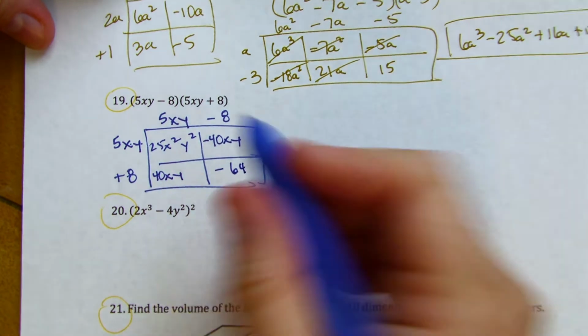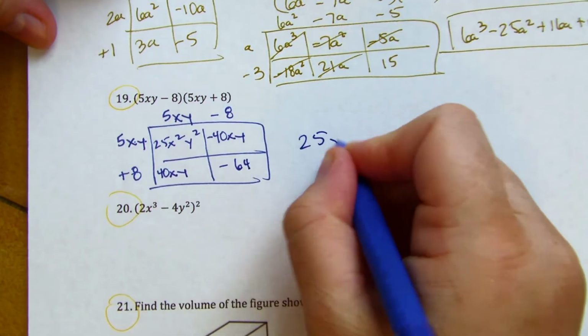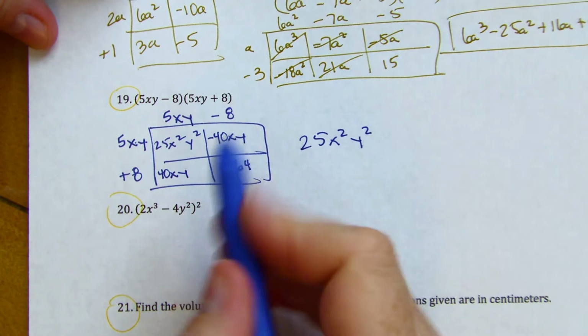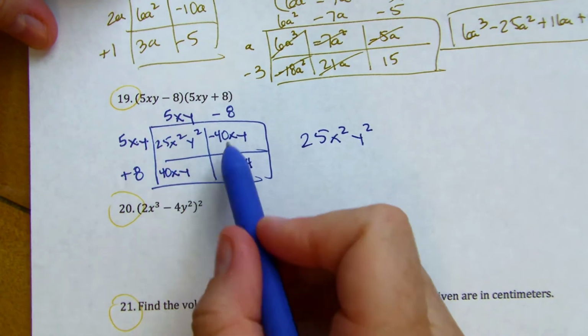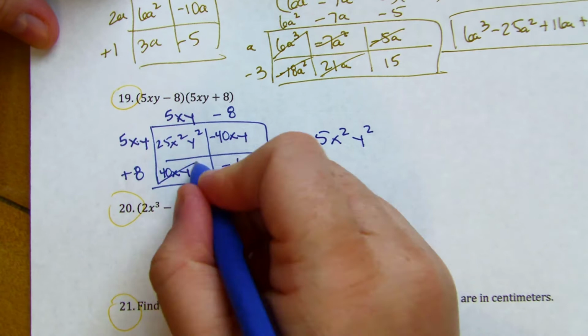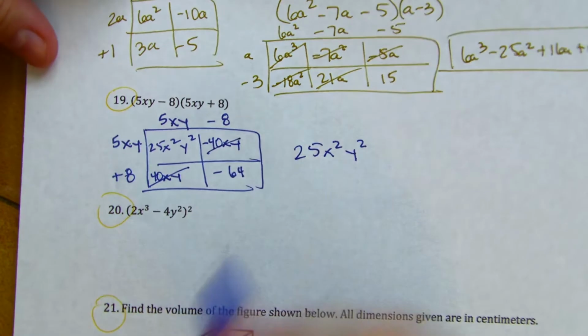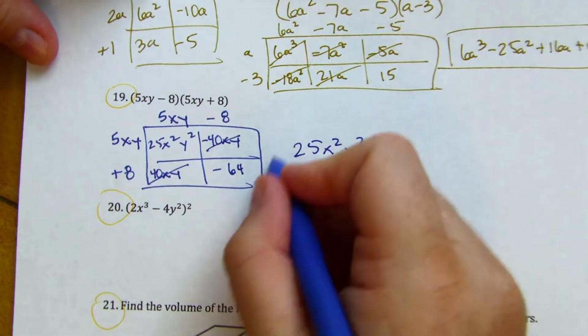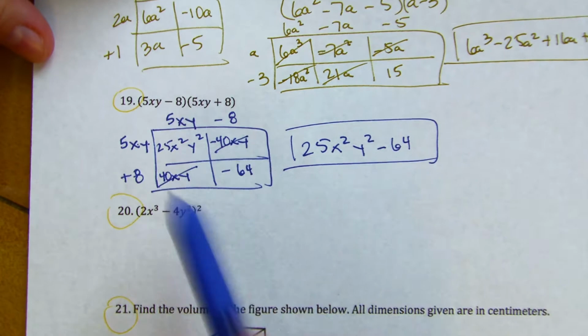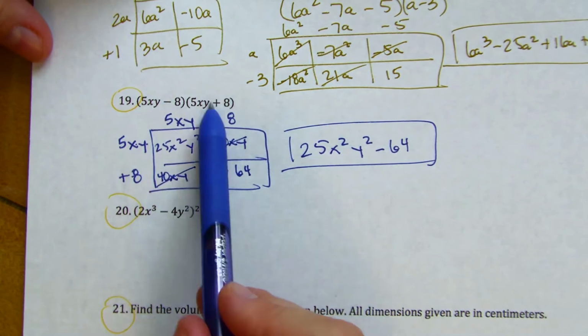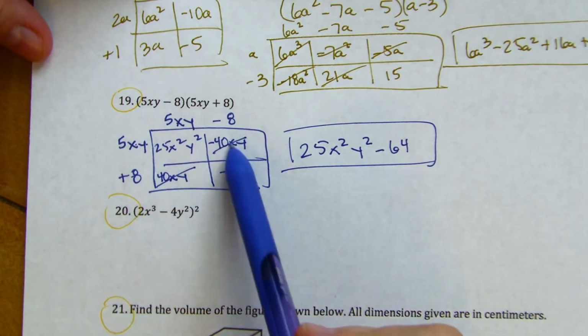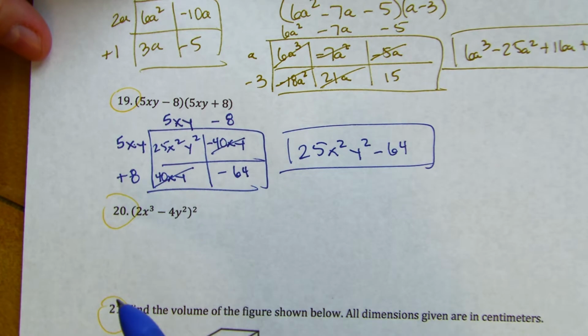So when we're combining like terms here, I have 25x squared y squared. And this positive 40xy and negative 40xy cancel each other out. They're gone. And then we have minus 64. And so this will happen anytime the terms are the same but the signs in the middle are opposite. These terms will end up canceling out.